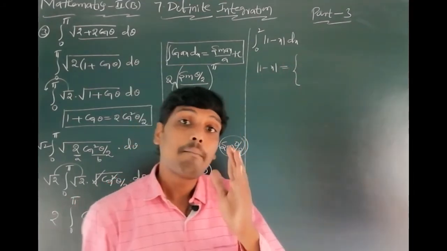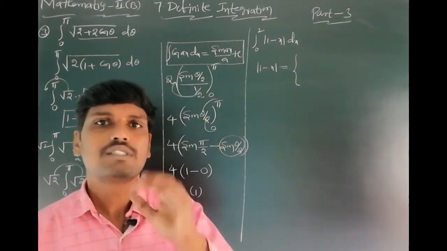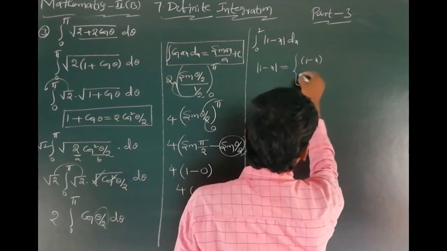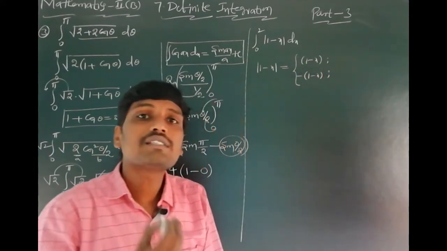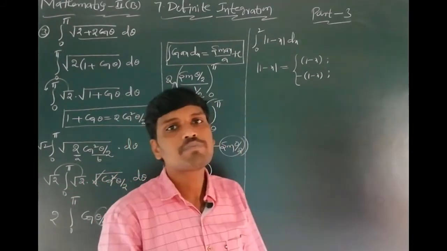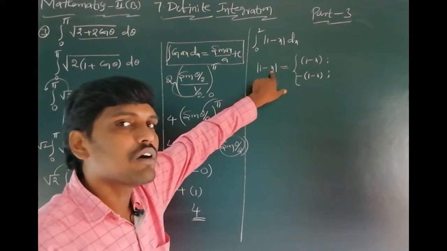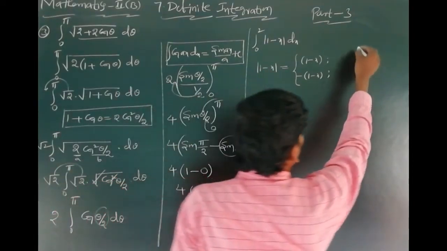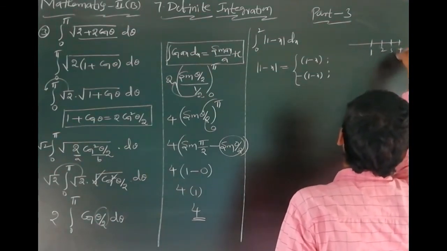Correct or not, students? Modulus of x also has two values: one is positive, another one is negative. Similarly, modulus of 1 minus x has one positive value and one negative value. Under which condition does modulus of 1 minus x take the positive value? Here, x value more than 1, you get 1 minus more than 1, nothing but 2. Here x value is 1, more than 1 is 2, 3, 4, anyone.